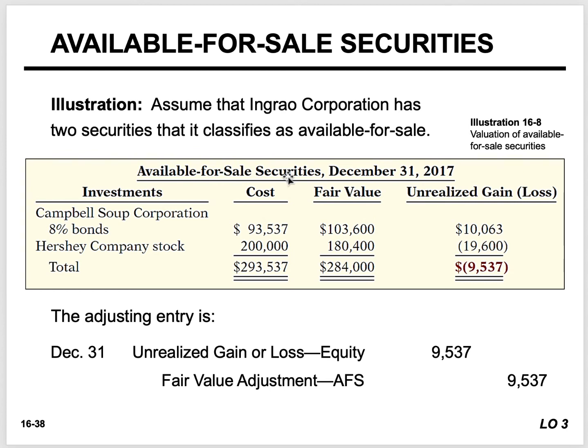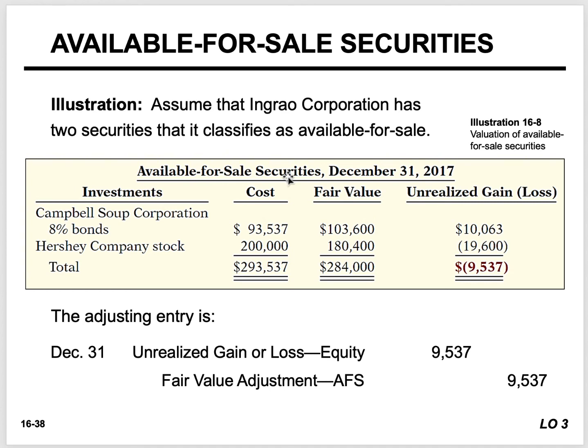What's the journal entry that I need to do? Well, we need to first calculate the changes based on the cost and the fair value. And if you notice here, you see that we have an unrealized loss of $9,537. Why is it unrealized? Because we didn't sell anything yet. If we would sell them, this is what we would have.